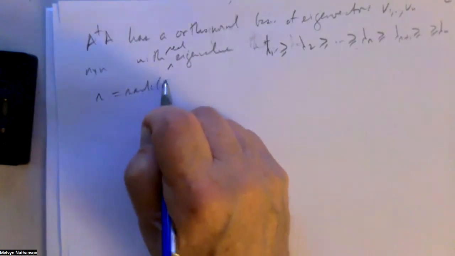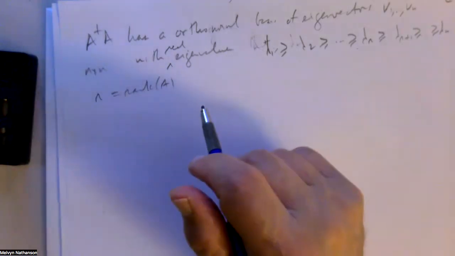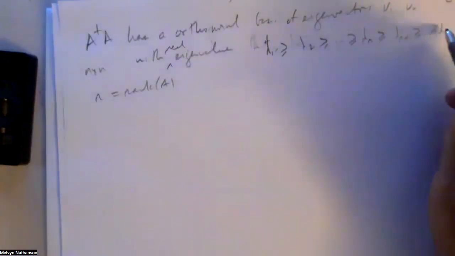Remember that r is the rank of A. Actually, I'm really stating this as a theorem, and these are non-negative. A transpose A has n real non-negative eigenvalues. And there's an orthonormal basis of eigenvectors.